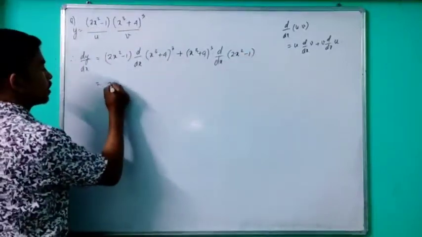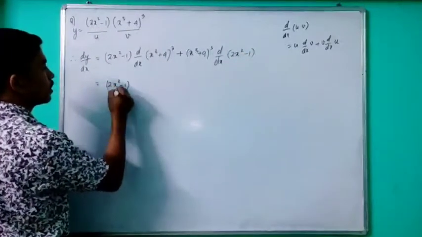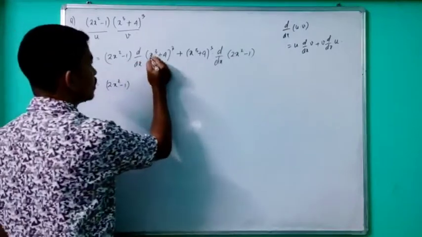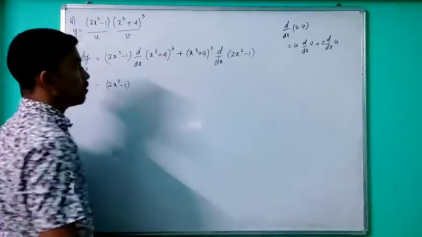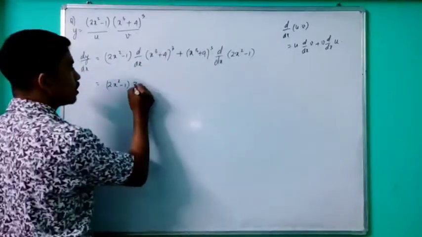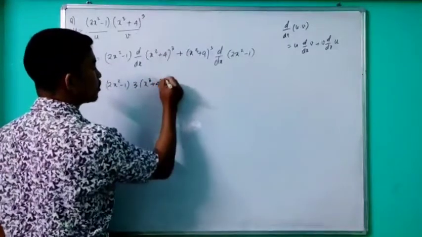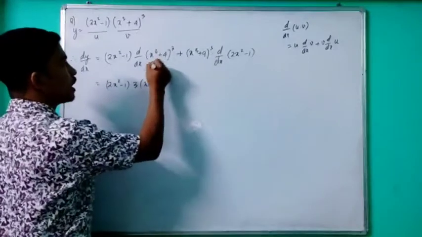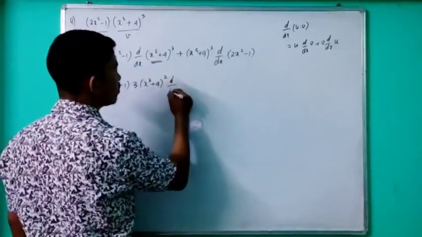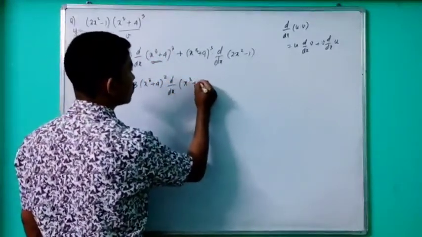So solving this I get 2x square minus 1. Now, before getting the derivative, I have this of the form x to the power n, so the formula will be 3 into (x cube plus 4) to the power 3 minus 1, that is 2. Now again, this is not x, so I need to differentiate it once again. So d by dx of x cube plus 4.